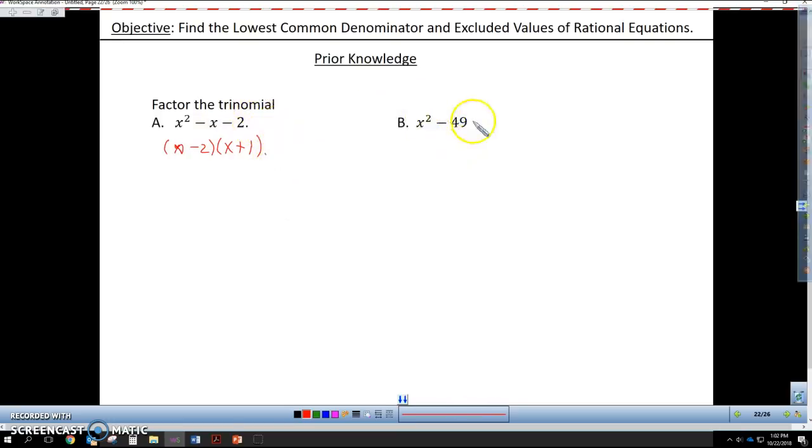Here for difference of squares, I have two perfect squares, so I can open up two binomials and I take the square root of x squared, which is x, and square root of 49, which is 7, and they have alternate signs, which make our b value disappear. Okay, so there's some factoring background.